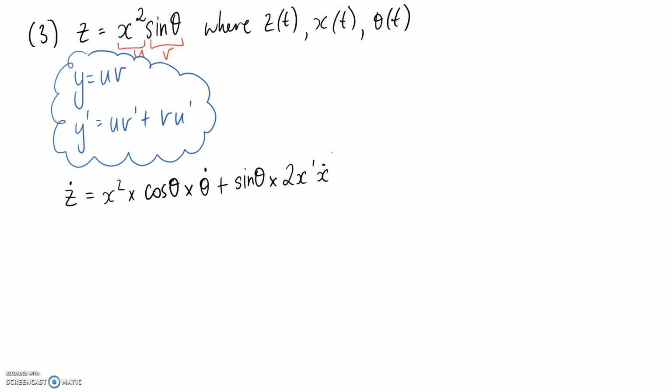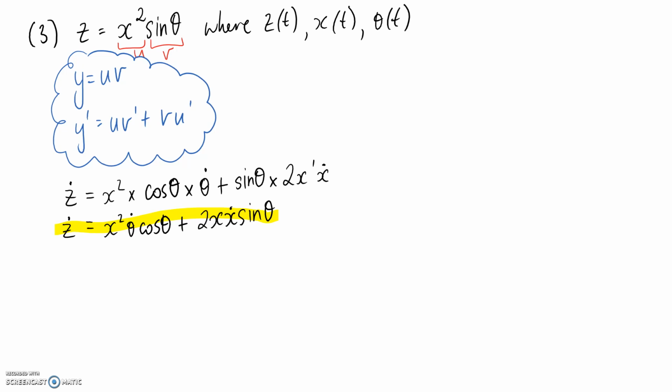So if we write this out a little bit neater, we're going to get that z dot is equal to x squared theta dot cos theta plus, let's write this as 2x x dot, sine theta on the end. So that's the answer to that one there.